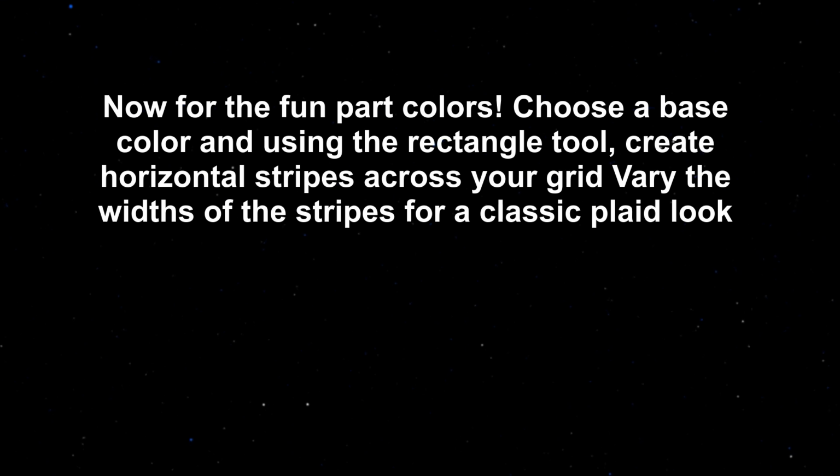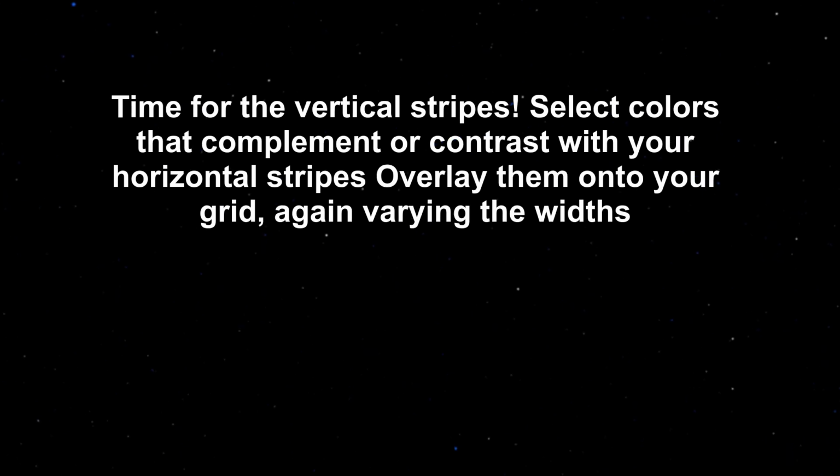Now for the fun part: colors. Choose a base color and, using the rectangle tool, create horizontal stripes across your grid. Vary the widths of the stripes for a classic plaid look. Time for the vertical stripes. Select colors that complement or contrast with your horizontal stripes. Overlay them onto your grid, again varying the widths.